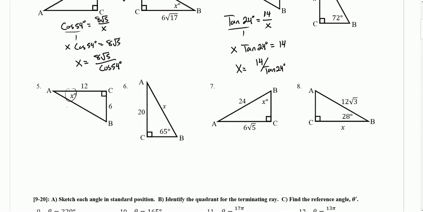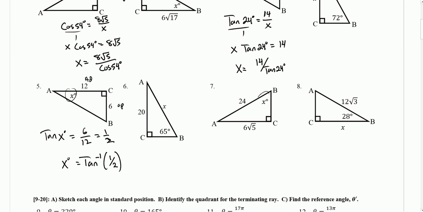Number 5, x is our reference angle, 6 is the opposite, 12 is the adjacent, and so the tangent of x degrees is 6 over 12, which can reduce to 1/2. And then to get x by itself, we're going to use the inverse tangent of 1/2.